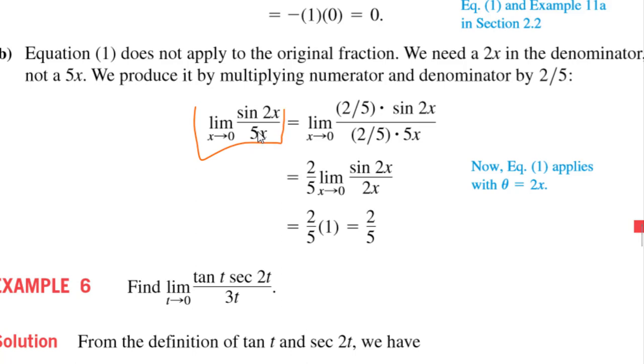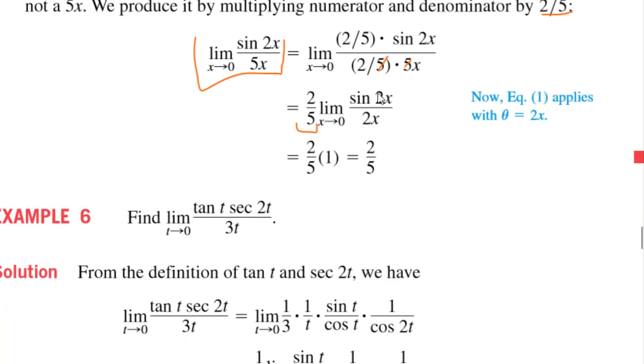So limit x tends to 0, sine 2x over 5x equals limit x tends to 0. We multiplied both parts by 2 over 5. And here I will get this 5 and this 5, they are gone. And I got here 2x, sine 2x. This 2 over 5 can be written outside according to the constant multiple rule. We have this, and sine 2x over 2x. If I say theta equals 2x, this will be sine theta over theta. That gives me 1. 2 over 5 times 1 is 2 over 5.